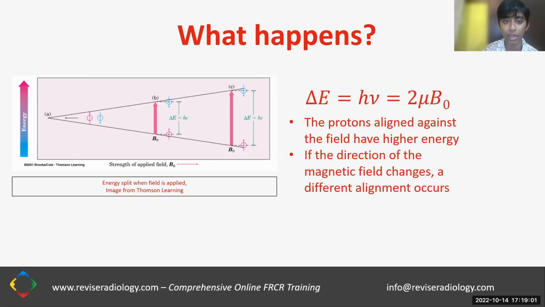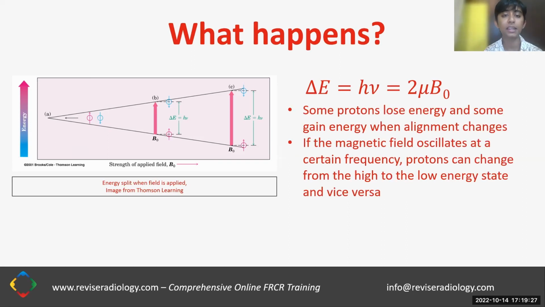Now, this amount of energy is given by the formula h mu, where h is Planck's constant, which we saw earlier, and mu is the frequency. It has a certain number, which is related to the magnetic field we've applied, directly proportional to the magnetic field that we've applied. So if the direction of the magnetic field changes, a different alignment occurs.